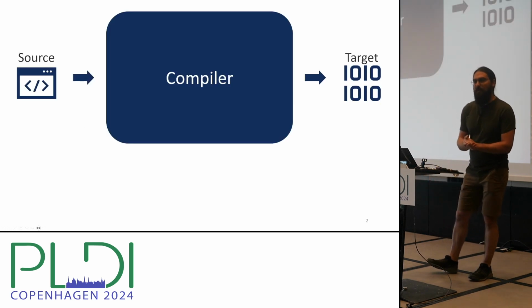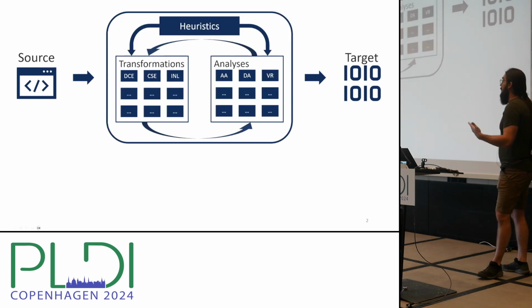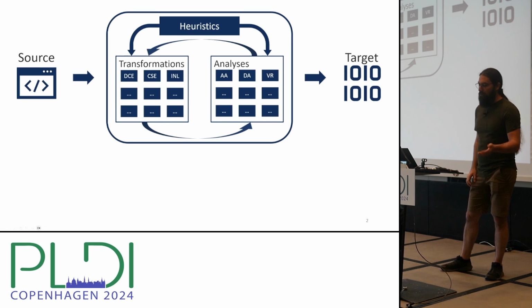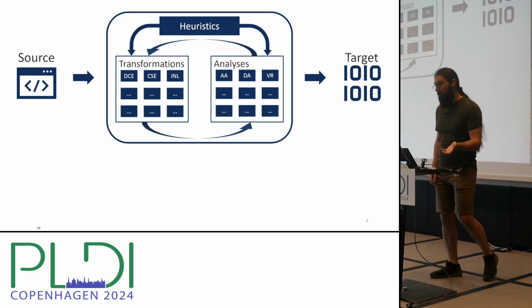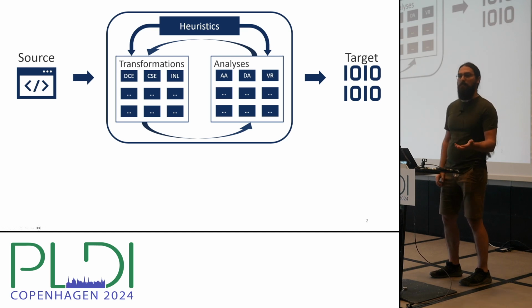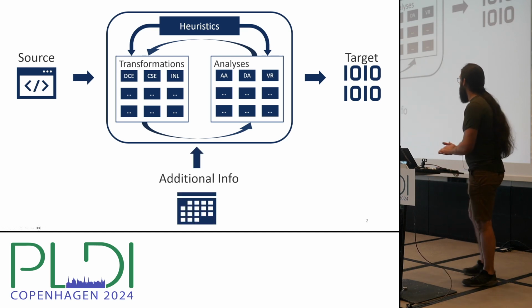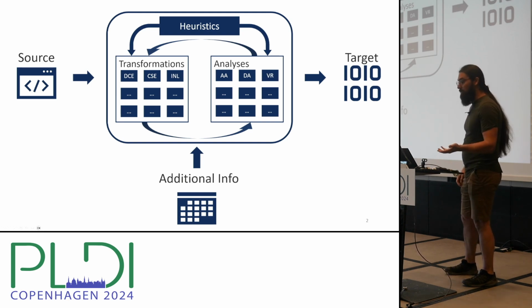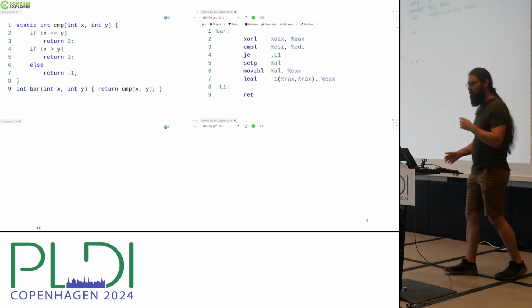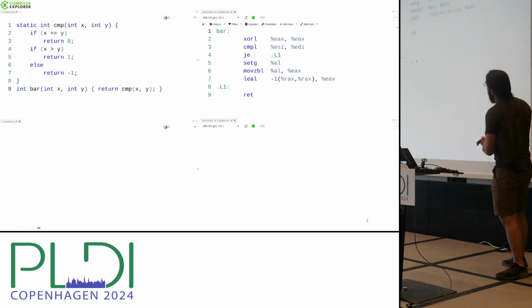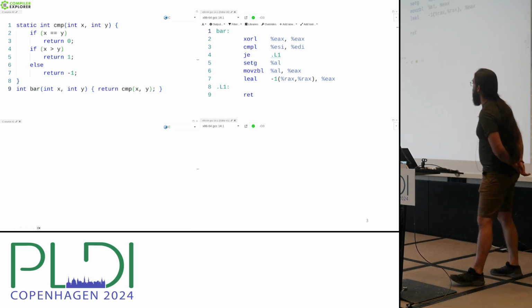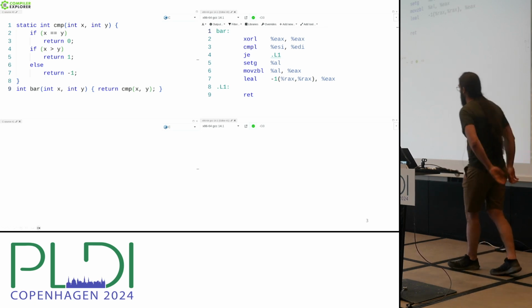A compiler is a very complex piece of software. It contains hundreds of moving parts that interact with each other while it optimizes programs. And sometimes, either through an improved analysis or through user input, a compiler can gain access to more information about the program that is being compiled, and it can use this to better optimize it. For example, here we have a simple function that compares two integers and a function bar that calls it, and we can also see our compiler's output.